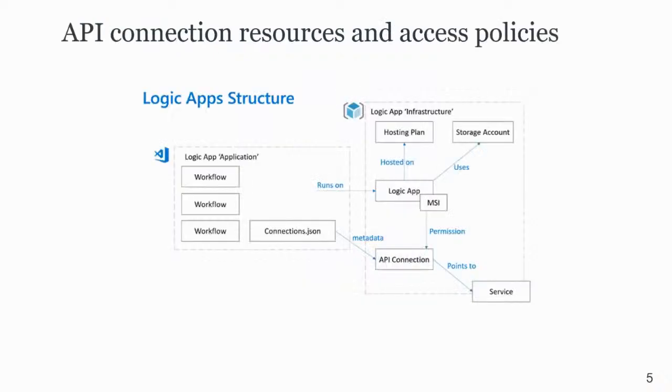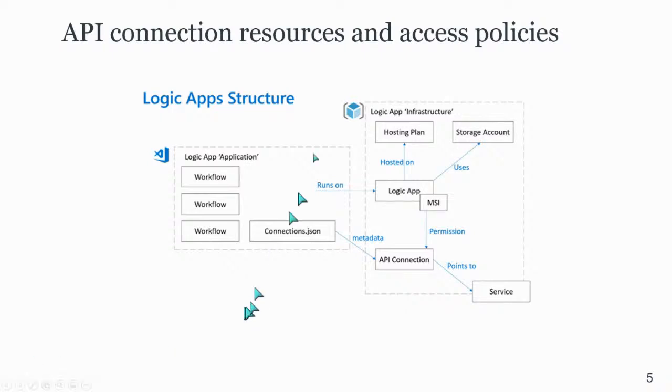So there's a little bit of difference between how API connections are used in Logic App Standard from Logic App Consumption, because Logic App Consumption is hosted by Microsoft. So the trust between the connection and the Logic App is established by Microsoft. But here in Logic App Standard, we are responsible for hosting the Logic App. It could be hosted in Azure or could be hosted in Azure Arc or on Kubernetes. So we need to make sure that our Logic App can access the connection.